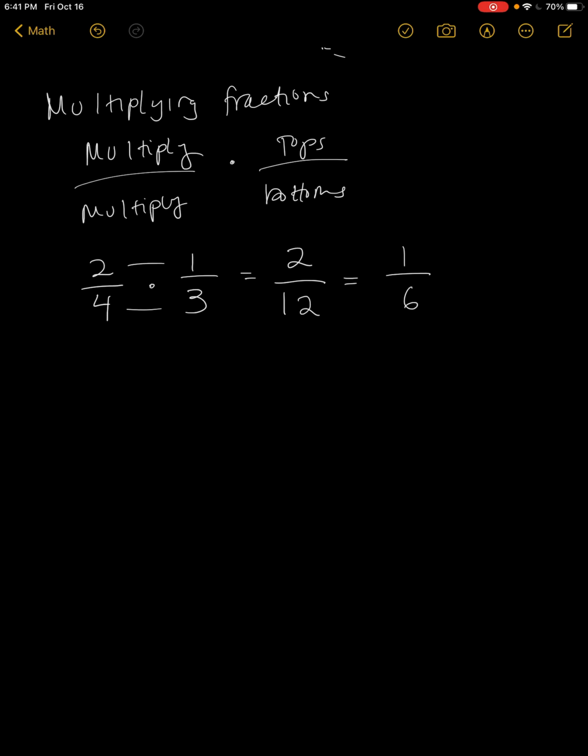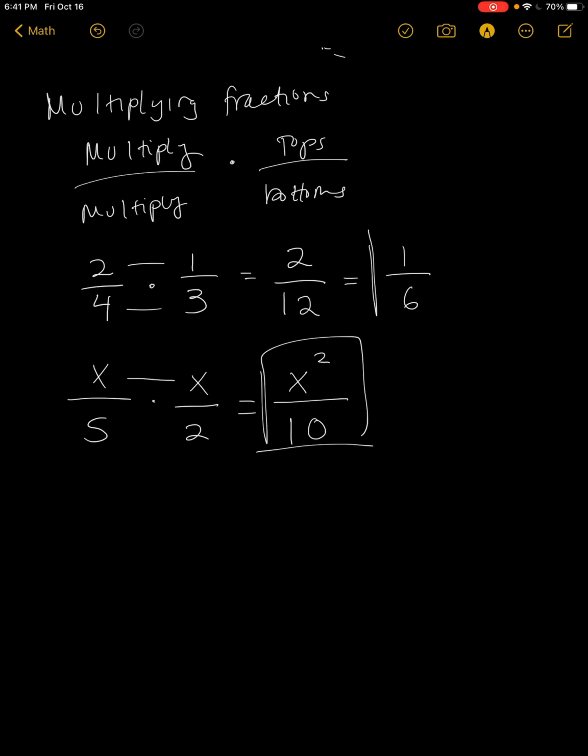Okay. So then we do it maybe with variables. Multiply the top straight across, so x times x is x squared. 5 times 2 is 10, so that's that. We're just multiplying these fractions.